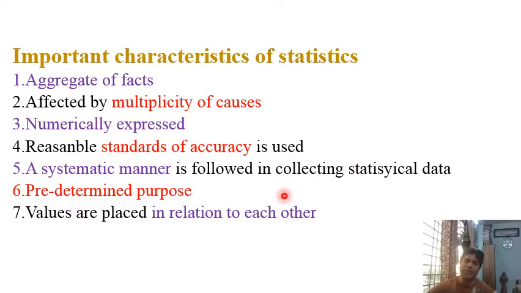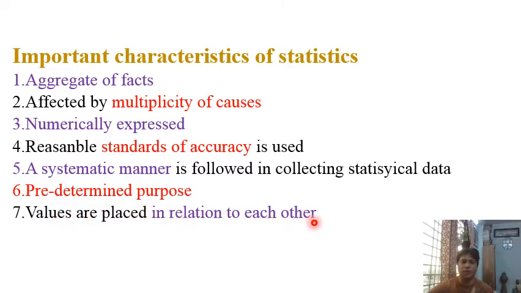Predetermined purpose. Statistical activities are directed on the basis of a predetermined purpose. Without purpose, a statistician cannot collect data. He cannot conduct his survey. He cannot conduct his research without making any purpose, especially predetermined. This purpose must be predetermined.